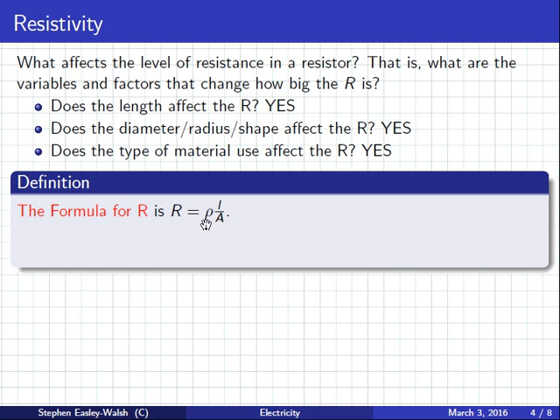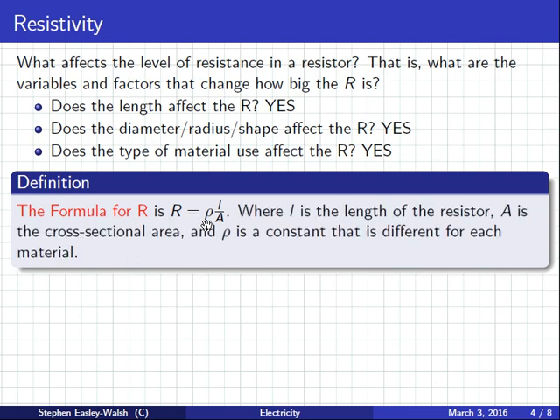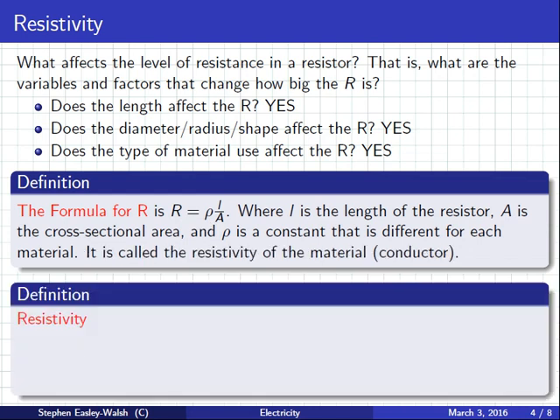And this constant here is a constant for the material called the resistivity constant. L is the length, A is the area, and rho is a constant which is different for each material. It's called the resistivity, which we'll get to in a moment. Can you write this definition down? This is the formula for the resistance in a resistor.